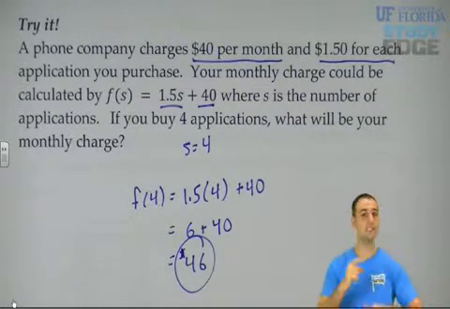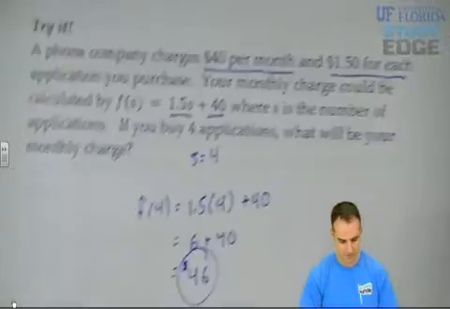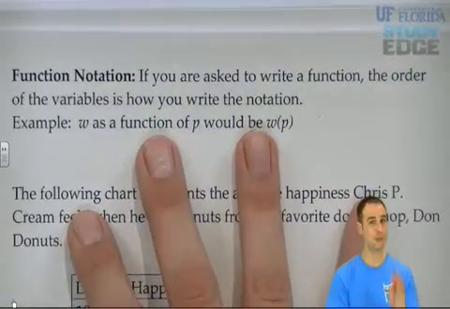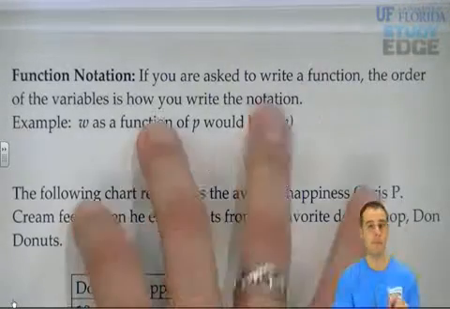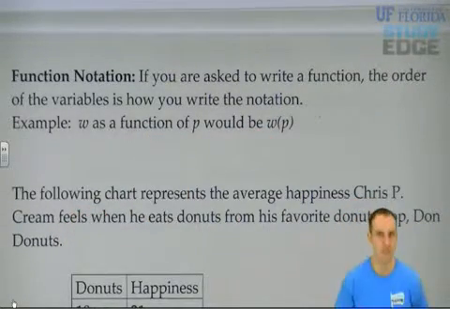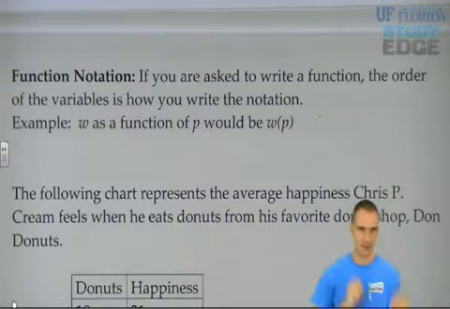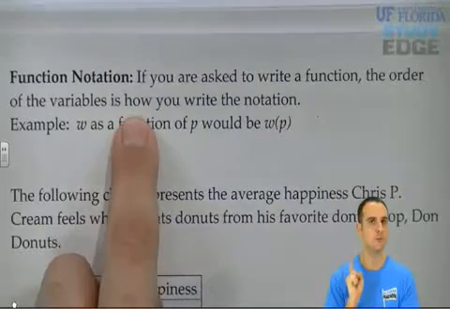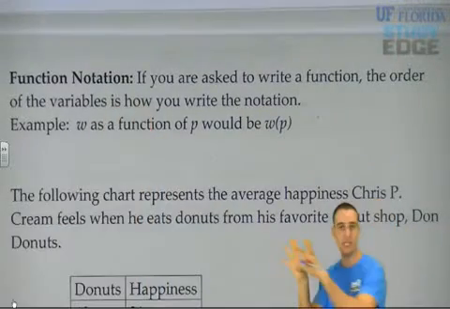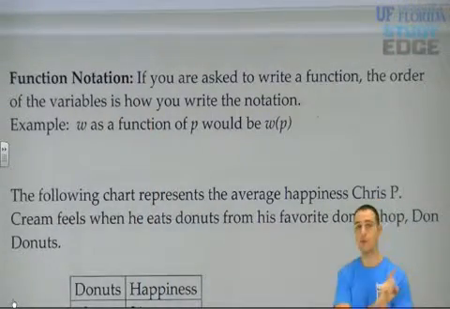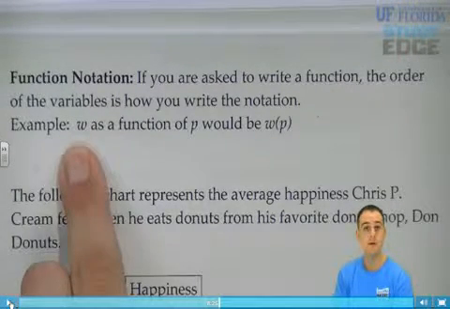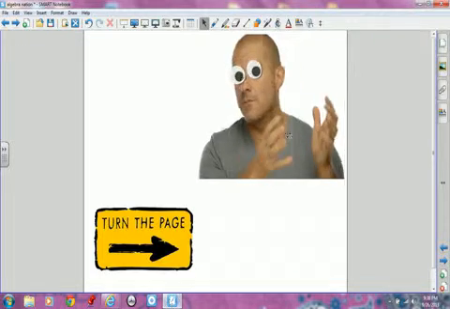Let's do another, but let's throw in a chart in this next one. Here we go. Function notation, if you haven't noticed. If you're asked to write a function, now you've got to come up with one. The last page, I gave it to you, but on this page, we have to figure it out. Here's the trick. The order of the variables is how you write the notation. You do it in order. You don't switch things around. No tricks. Order.